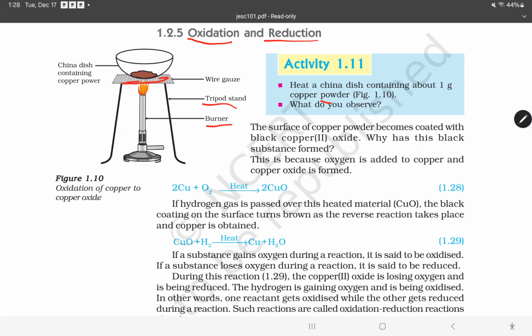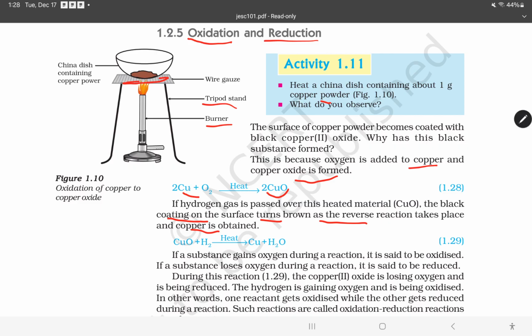So then what happens? The copper is reacting with oxygen. When heat is supplied, it is going to form copper oxide. A black coating on the surface turns brown as the reverse reaction takes place and copper is obtained. So first, oxygen is added to the copper and copper oxide is formed here. Whenever oxygen gets added, it is known as oxidation. Whenever oxygen is removed or displaced from a substance, it is known as reduction.